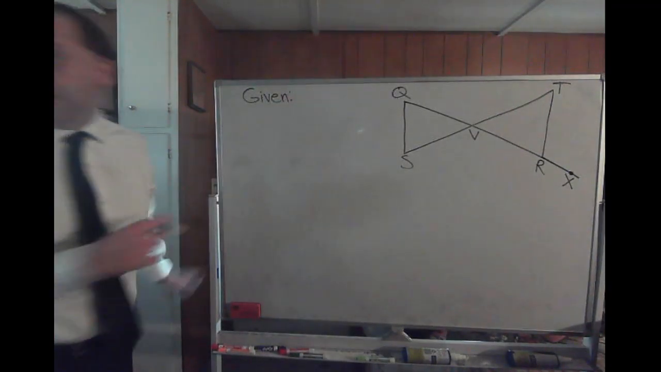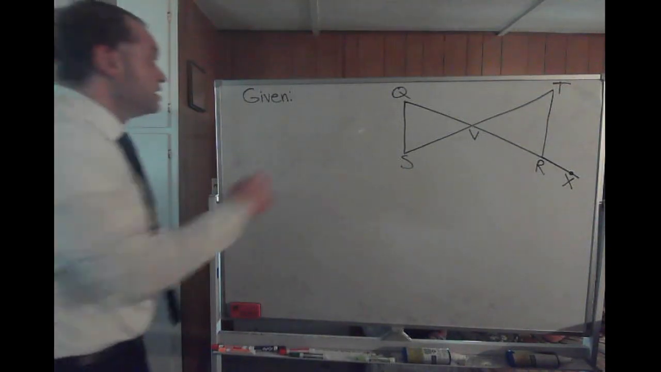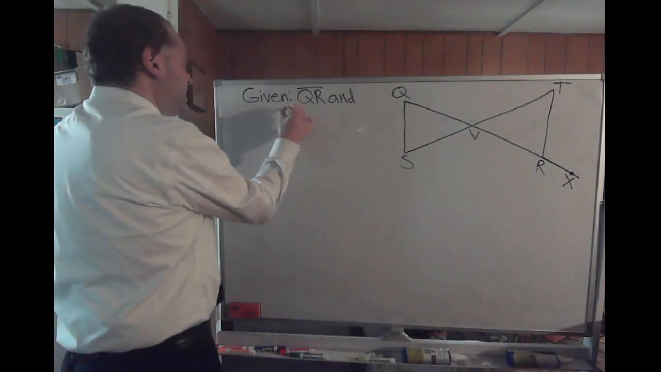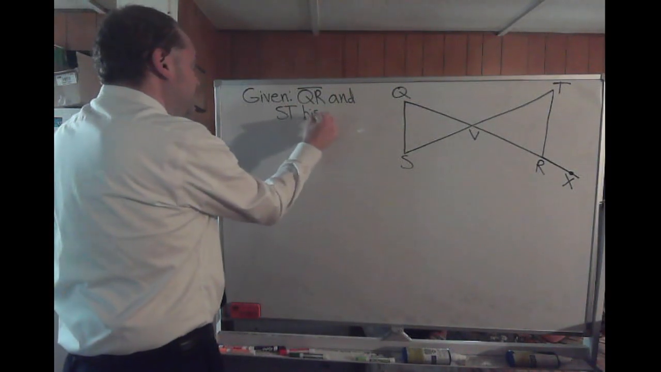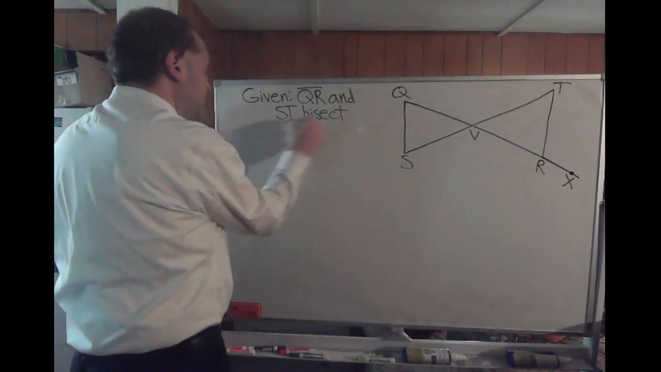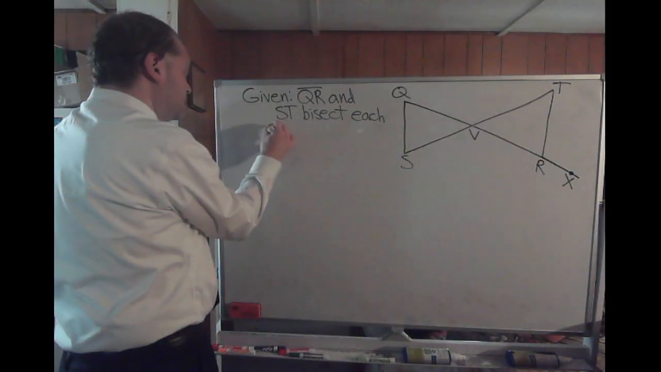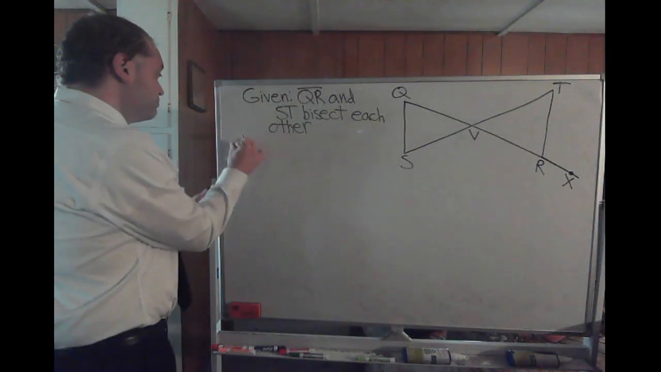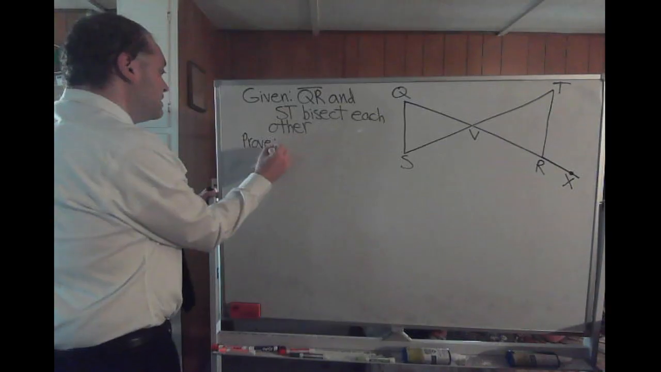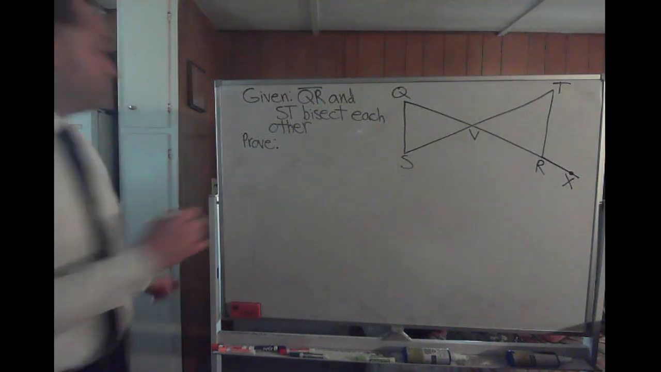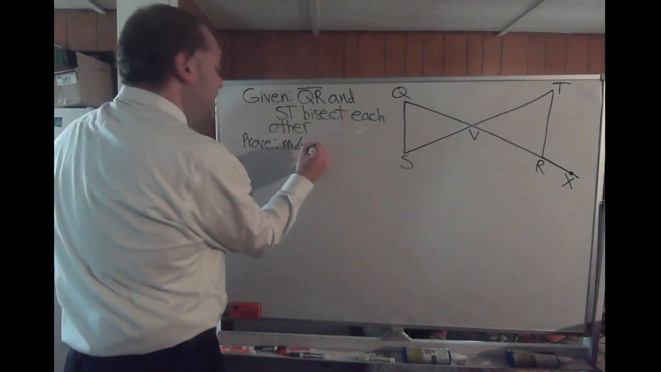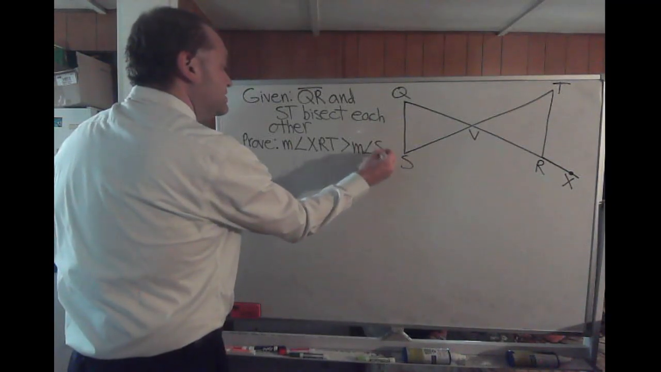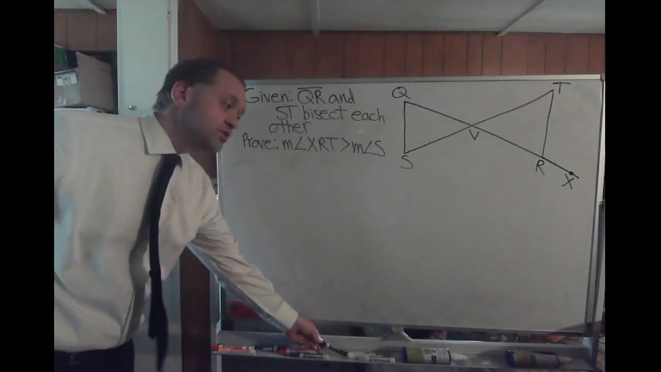We are given that QR and ST bisect each other. What we have to prove is that the measure of angle XRT is greater than the measure of angle S. So this is going to actually be a very interesting proof.